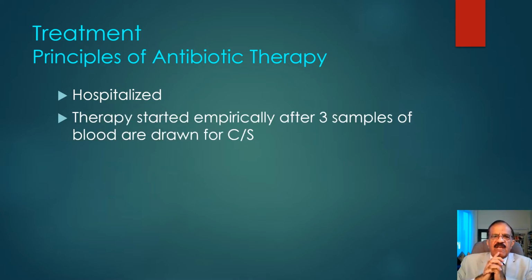The second very important principle of the management is that we must draw 3 samples of blood for culture and sensitivity, send them, and only then start treatment. And the treatment would be based on our empirical judgment. Empirical therapy means that the choice of antibiotic would be based on our best guess, and the best guess would be based on the patient's condition, the setup in which the patient develops endocarditis.